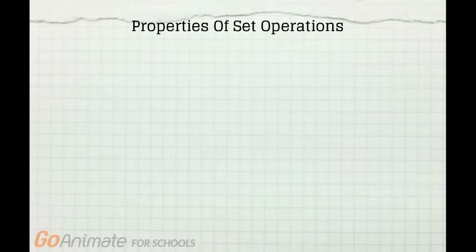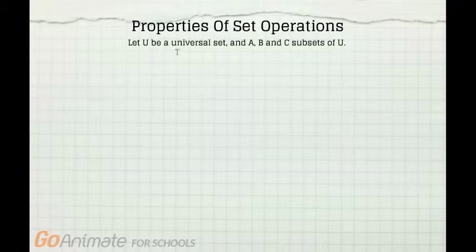Next we will look into the properties of set operations. The operations on sets that we have defined satisfy algebraic properties. Let U be a universal set, and A, B and C subsets of U. The following properties hold.